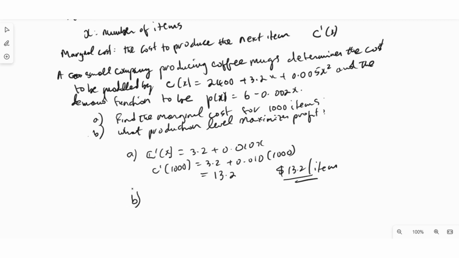Second question is find the production level which maximizes profit. We are given cost. We are not given revenue, but we can find it. My revenue is R(x), which is the number of items x multiplied by the demand function, which means x times 6 minus 0.002x, which is 6x minus 0.002x squared. This is the revenue.